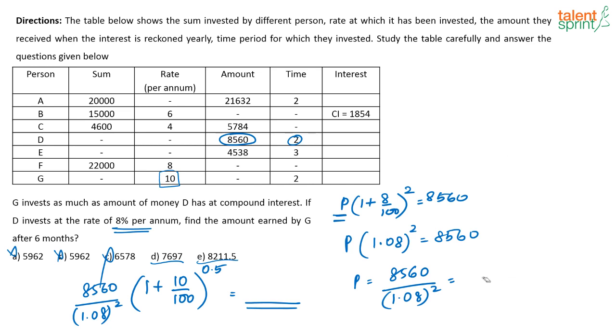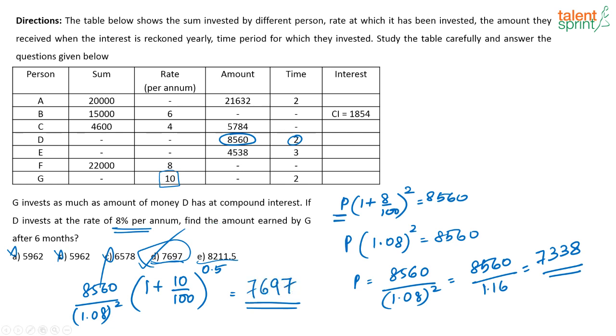So has anyone solved it, got the answer? I think this will be 8560 divided by 1.16 to be more accurate, and you will get this as 7338 approximately. So here you will have 7338 into 1 plus 10 by 100, that is 1.1 whole to the power of 0.5, and the answer will be close to 7697, that is option D. 7697 will be your answer. So Vinaya has given me the answer as option D.